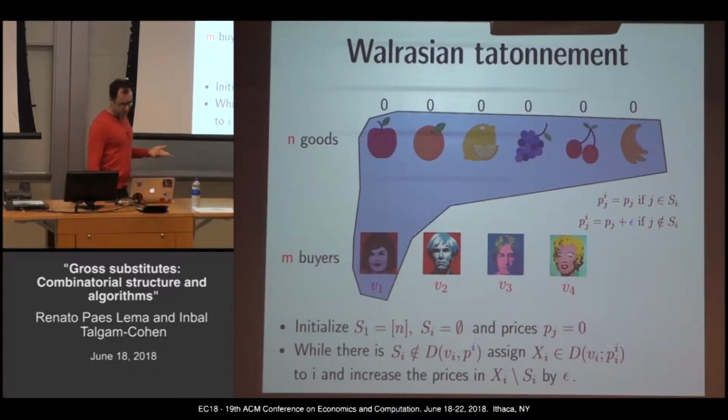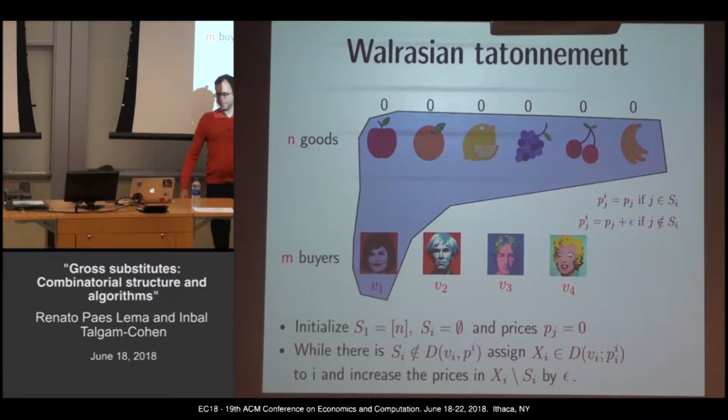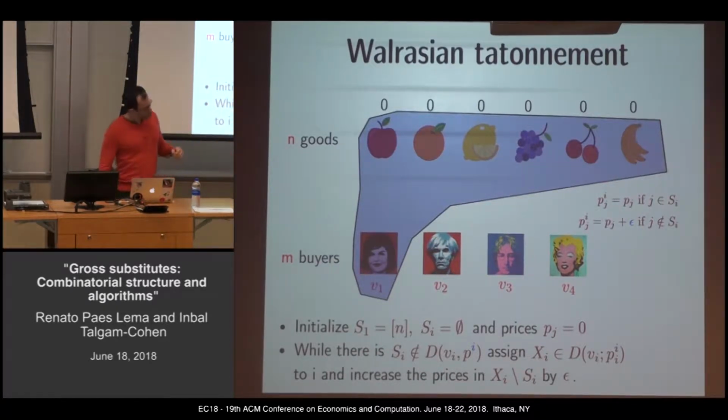And now at every point, I will ask, is there any buyer that's unhappy? Is there any buyer that's getting a bundle that's not in the demand set? If everyone is happy, I'm good. I'm in equilibrium, and I'll stop. If not, I'll pick this buyer. I'll find the set of items that he likes, and I allocate it to him. And I increase the prices.